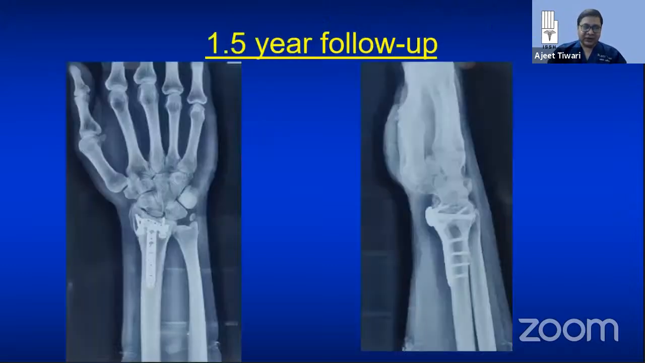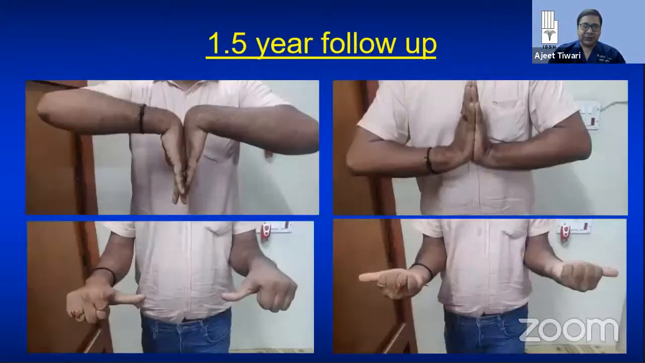This is the 1.5-year follow-up of the patient, where the fracture has united very well. All the angles, the inclinations, and the radial height are maintained. And this is the final outcome of the patient after 1.5 years.